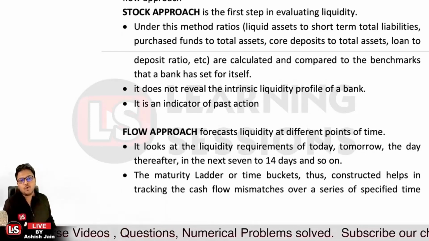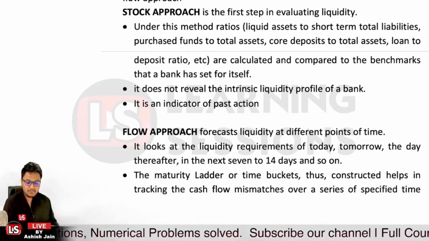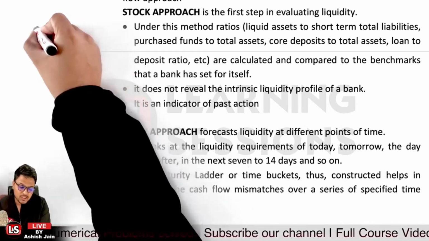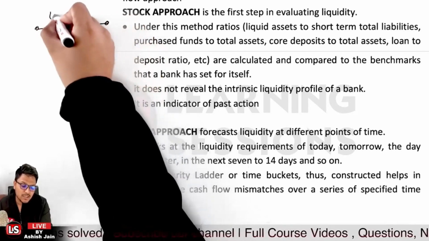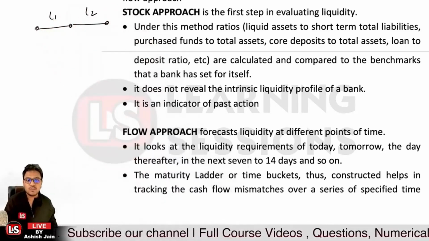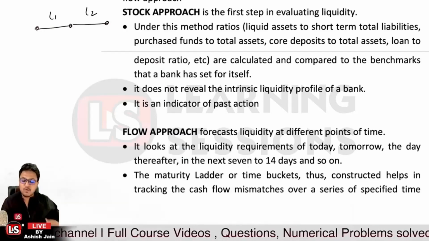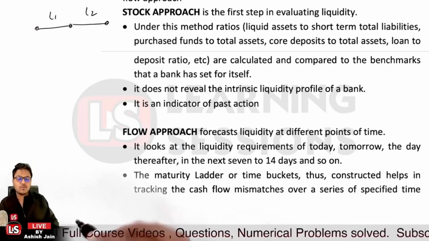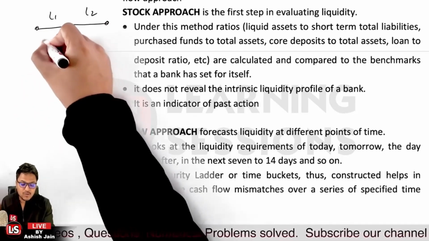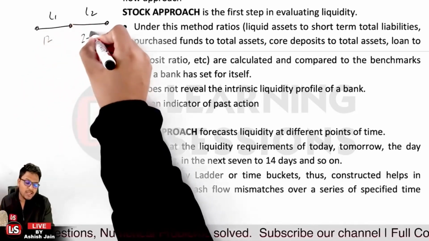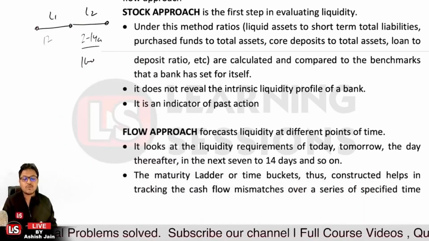Now under the flow approach, we'll be forecasting the liquidity positions at different points of time. We'll be forecasting that this is the liquidity position at some particular time horizon, and this is the liquidity position L2 at some different time horizon. So we'll be looking at the liquidity requirement and forecasting what it will be. Let's take the case that for overnight our liquidity requirement is 12 crore, and for 2 to 14 days we have a liquidity requirement of 100 crore, and so on. Okay, so that's related to what?